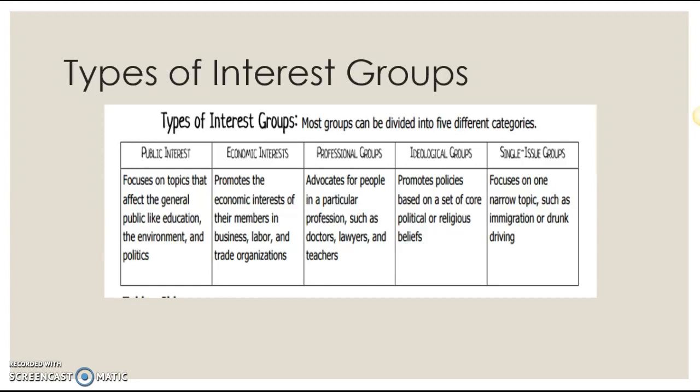Economic interest groups promote the economic interests of their members in business, labor, or trade organizations. Professional groups advocate for people in a particular profession, such as doctors, lawyers, or teachers. Ideological groups promote policy based on a set of core political or religious beliefs, and single-issue groups focus on one narrow topic, such as immigration or drunk driving.